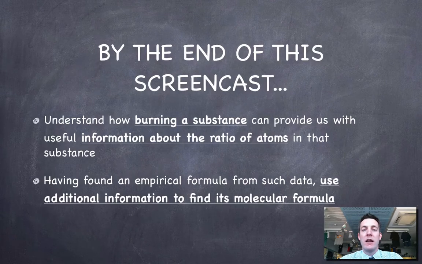Okay, so we're going to have a look at how we can burn a substance and find out, by analysing the products, how many atoms there were in that substance. And having done that, we'll see how we can turn an empirical formula into a molecular formula again, but this time with slightly more complex information given to us.